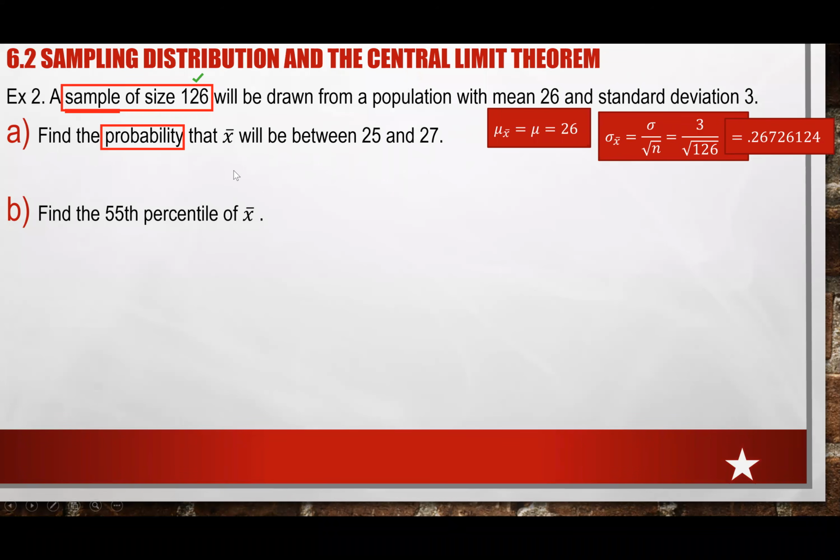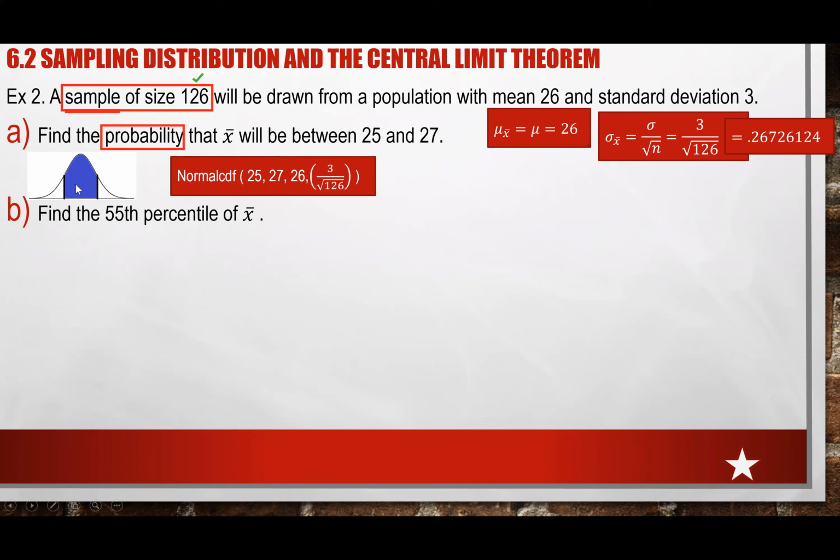So in this case, if I sketch this item out, we know that we're looking for the probability between 25 and 27. So I know that my 25 is my lower limit. My 27 is my upper limit because those are the limits I have. And the mean is 26. And the standard deviation, in this case the standard error, because we deal with a sample, is 3 divided by square root of 126.